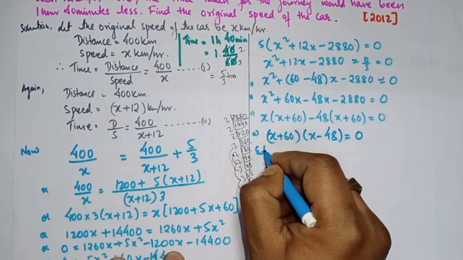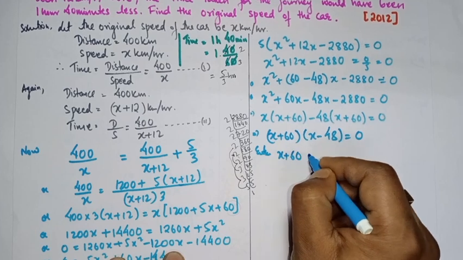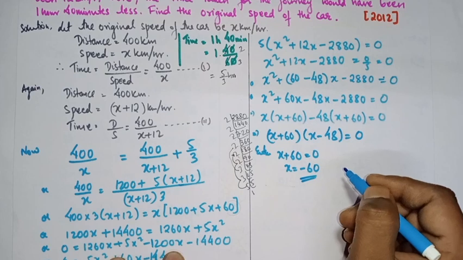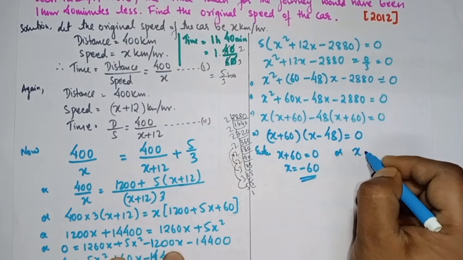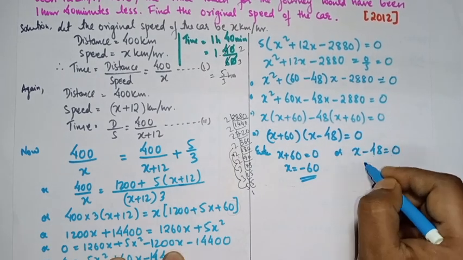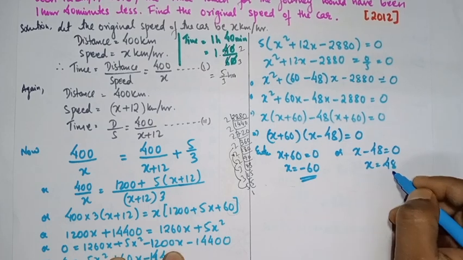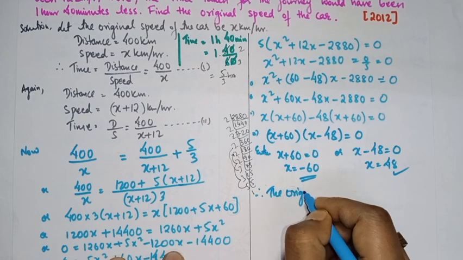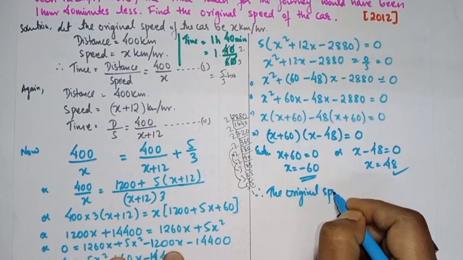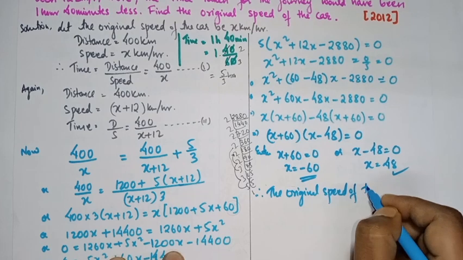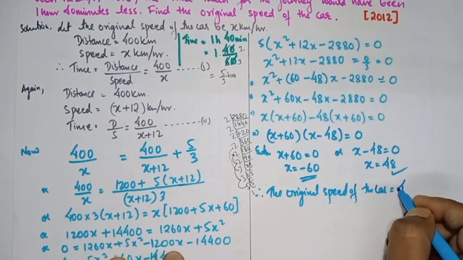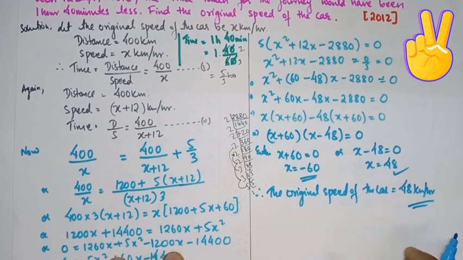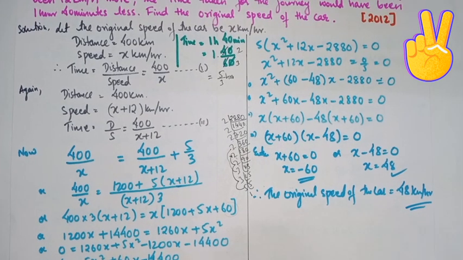Now what do I have to do? Either x plus 60 equals 0, that implies x equals minus 60, but speed cannot be negative, so this is not my answer. x minus 48 equals 0, that is x equals 48, so this is my answer. Therefore the original speed of the car equals 48 kilometer per hour. So this is my final answer, and you'll get 4 marks.